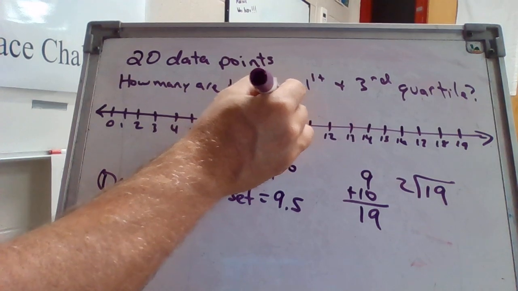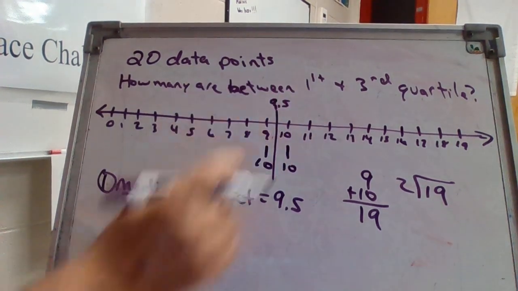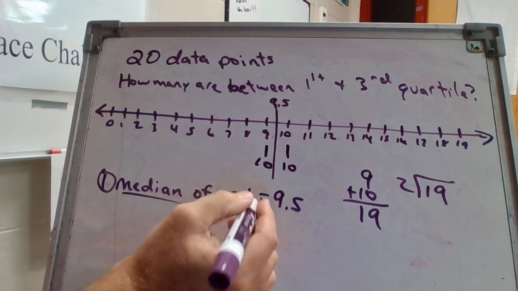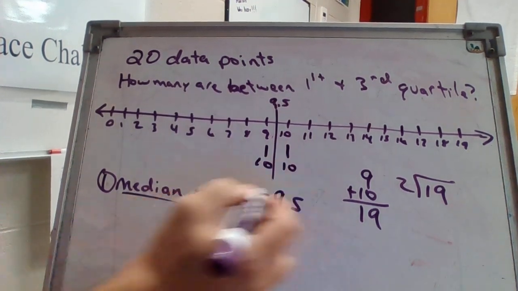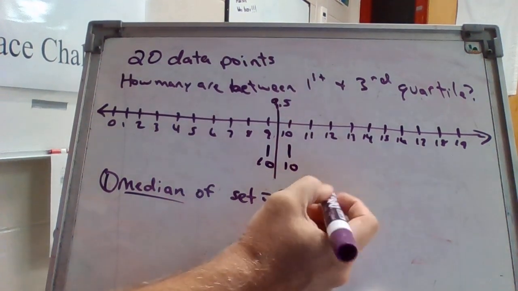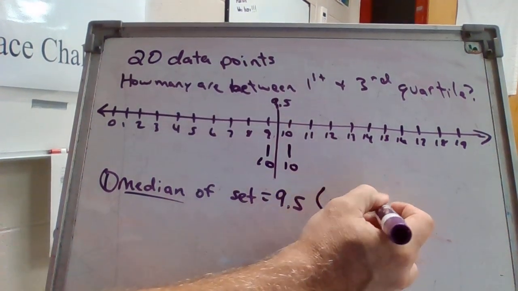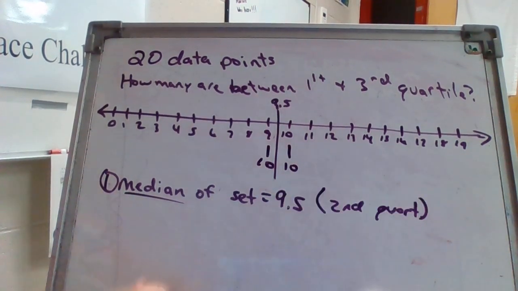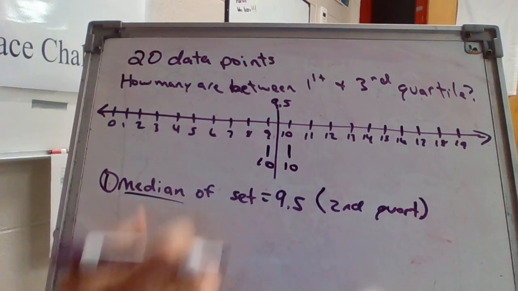Let's go ahead and do it up here anyways. There's your median. It says between the first and third quartile, so the median is your second quartile. We'll put it over here on the side. Second quartile, period.